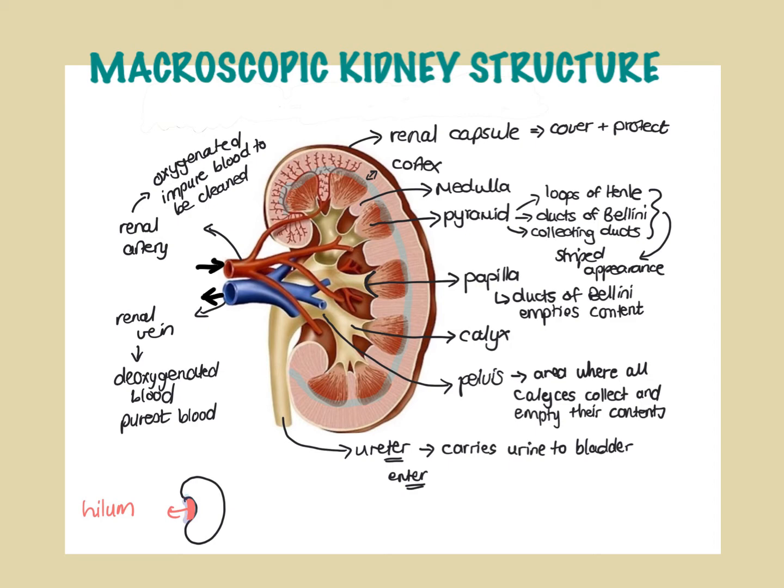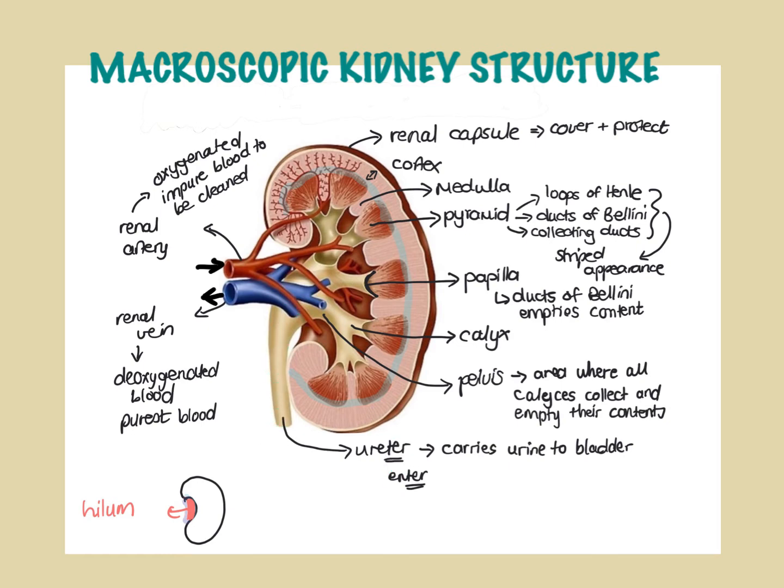But the big label that I want you to be aware of is this area here, the pale yellow area, which is the renal pelvis. That is the area where all the calyces collect and empty their contents. Then the renal pelvis sends that urine down into the ureter, which enters the bladder. The bladder will be down here somewhere. And the job of the ureter is to carry urine into the bladder.